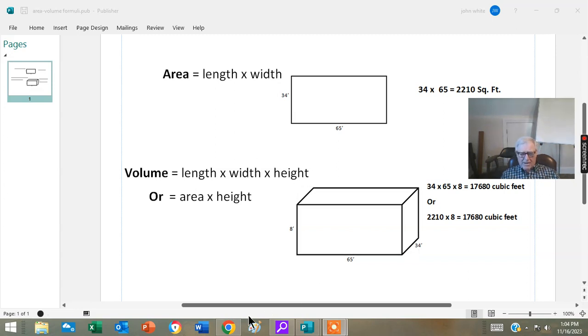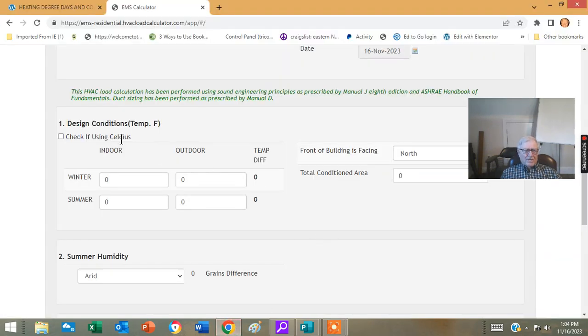So let's go ahead and go back to my calculator here. The first thing it's asking you is, what are your design temperature conditions? Inside the house, we want to try to maintain a temperature in the wintertime of 70 degrees. Now that can be changed. If you want to keep the house at 65 degrees, and that's part of your design criteria, put 65 in there. But 70 is generally where you want to be. And in the summertime, you want to be able to maintain 75 degrees inside the house.